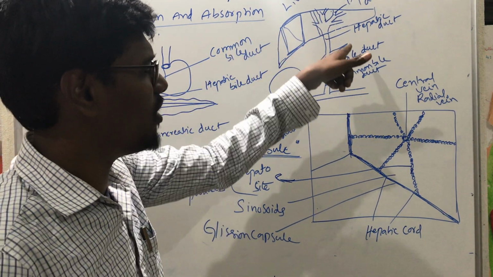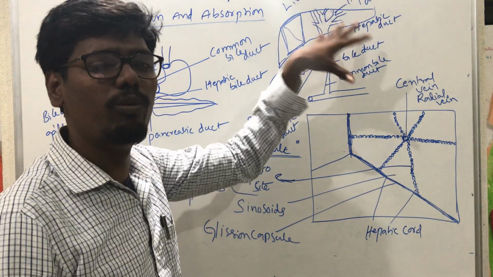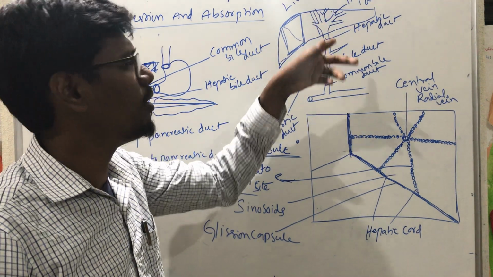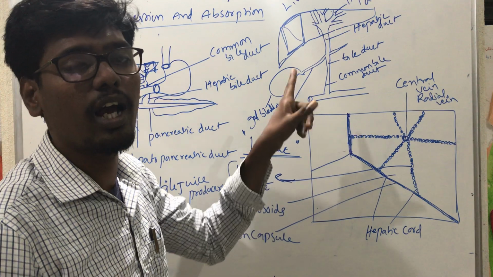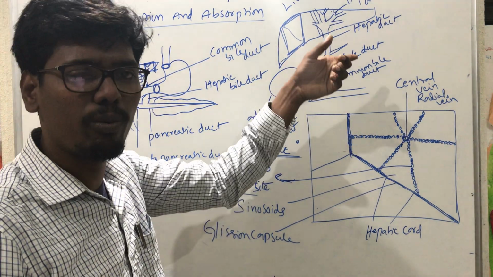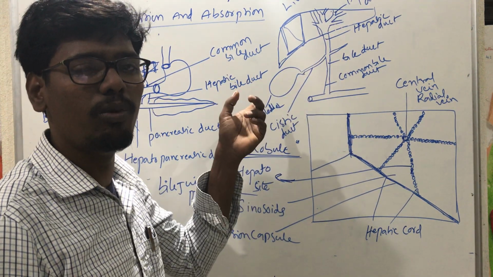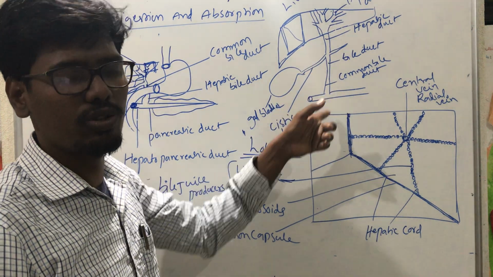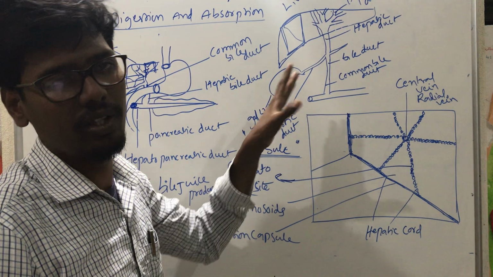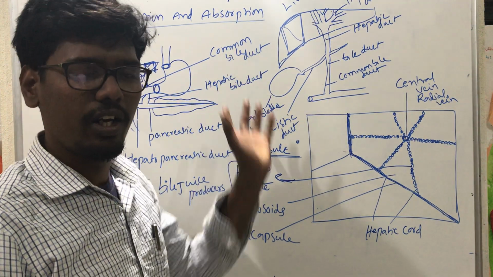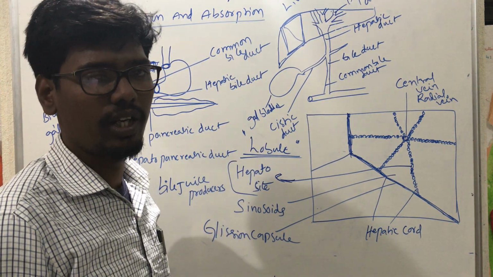Okay, this is called the liver. The liver has many lobules. The many lobules are connected to the hepatic ductules. The hepatic ductules connect to the hepatic duct, then the common bile duct, then the cystic duct to the gallbladder, and the common bile duct to the hepatopancreatic duct, and the hepatopancreatic duct to the duodenum. Then the juice is released into the duodenum.